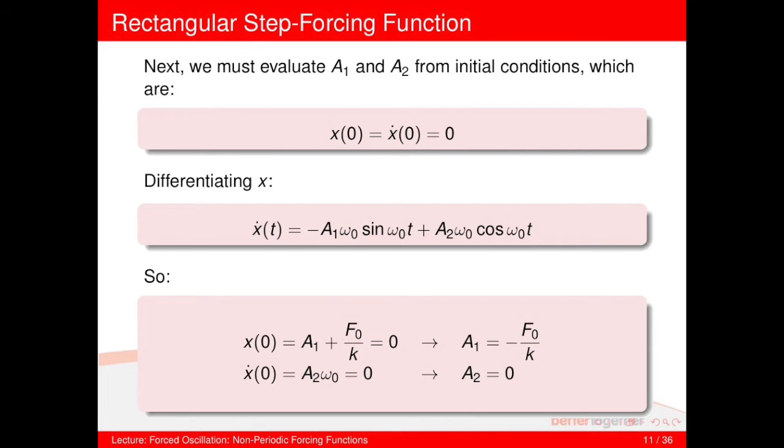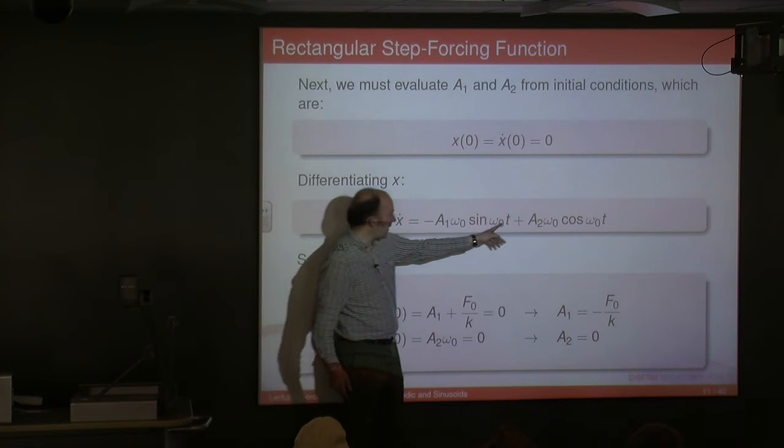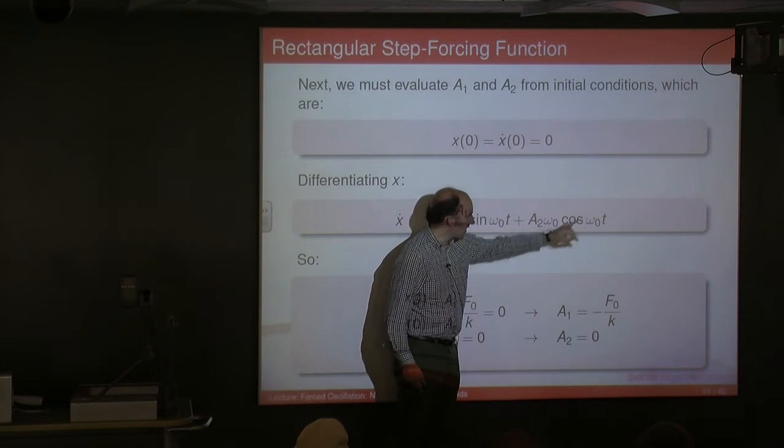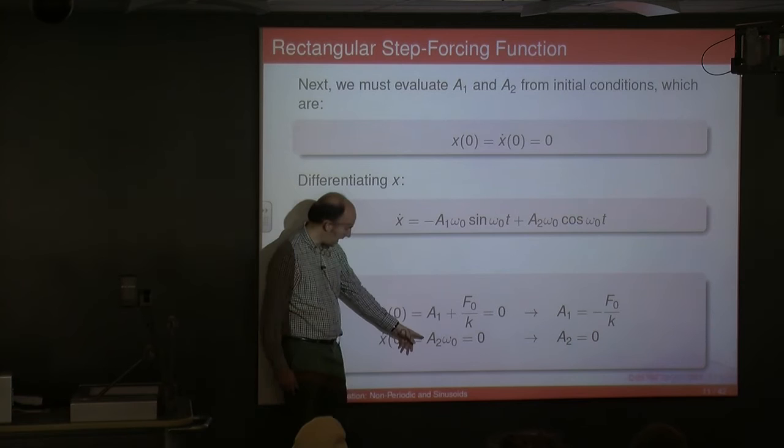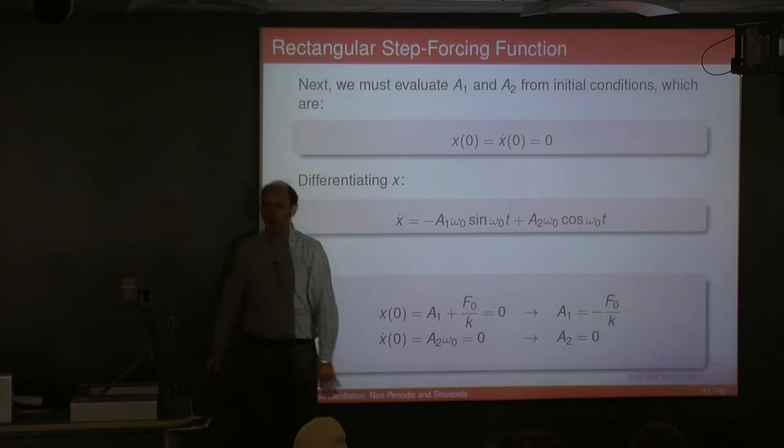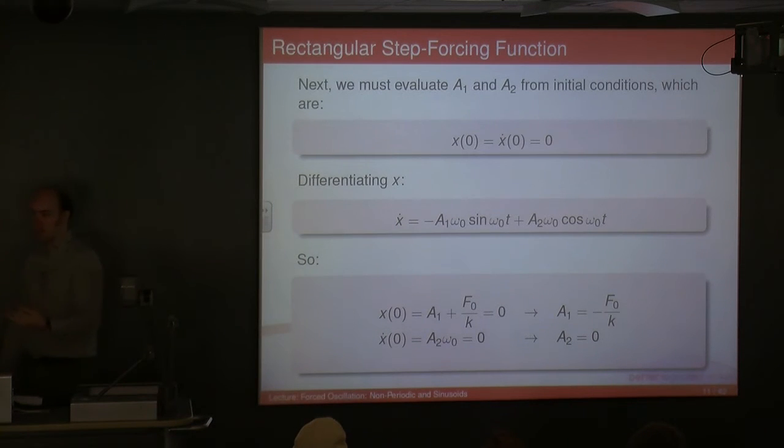So we plug it into the equation on the previous slide where time is 0, and we end up getting A1 plus F0 upon k equals 0. Therefore A1 must be minus F0 upon k. And then if you do it with this equation, you stick in t equals 0 here: sine of 0 is 0, so that term disappears, and cosine of 0 is 1. So you end up with A2 omega naught equals 0. There is no way that omega naught can be 0, otherwise that would be 0 frequency. A2 must therefore be 0.